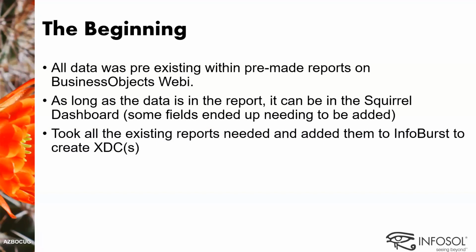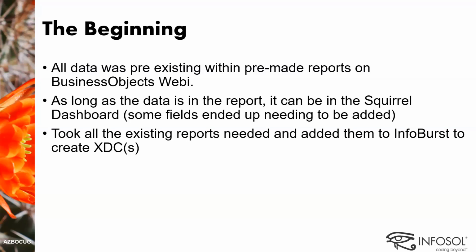So it started out with the data already being brought into pre-built Webi reports, and we basically started with one or two reports from the beginning, just big data dumps that were being sent out or queried against in Webi. The thing to note with this, as long as the data is in the report, it can be consumed in Squirrel with the XDC. So to backtrack, if you've already set up your universes within BusinessObjects to pull the data from whatever sources it is, and you can bring those fields into the report, you can use that within the XDC.